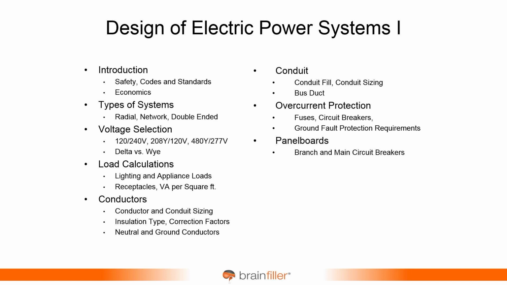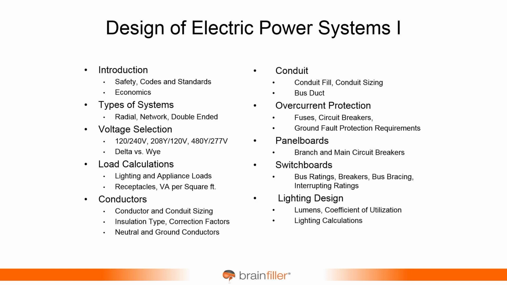Then we get into some of the equipment, panel boards, switchboards. And then the last problem, there are a lot of problems in this course. The last problem for Design of Electric Power Systems Part 1 is a lighting design problem. And I've considered taking this problem out of the course over the years. And every time I start asking people, it's like, no, this is the only place where we can actually see how to do this by hand. So you're going to see a basic lighting design problem towards the end of the first module.